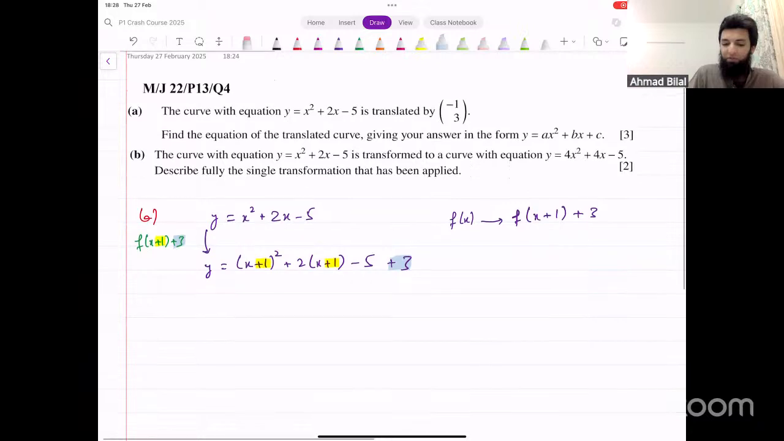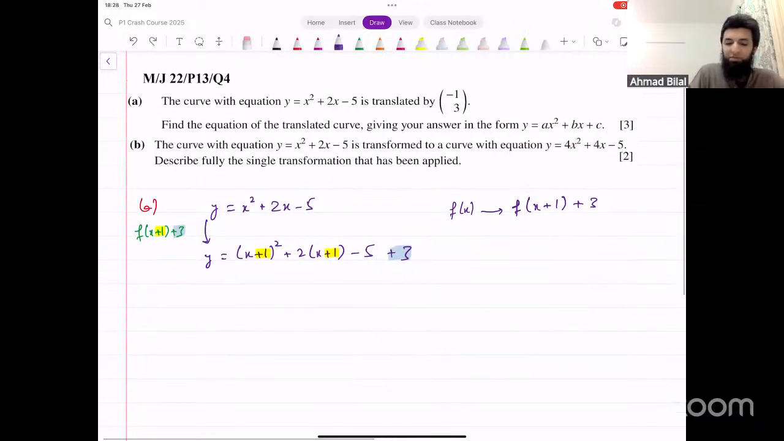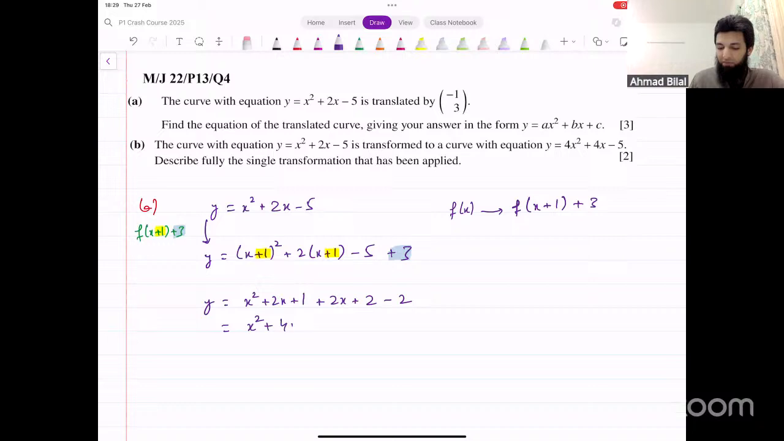And now you simplify this. They want you to give your answer in simplified form. You can simplify this and see what that gives you. x squared plus 2x plus 1 plus 2x plus 2 minus 5 plus 3. And that simplifies to x squared plus 4x plus 1. That's the equation of the transformed function.